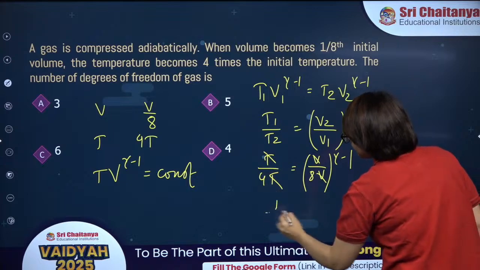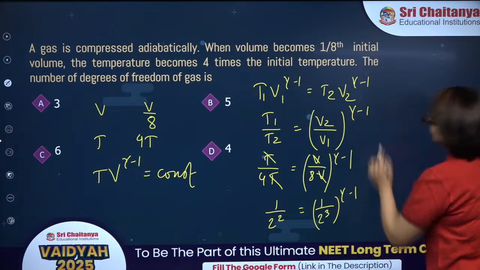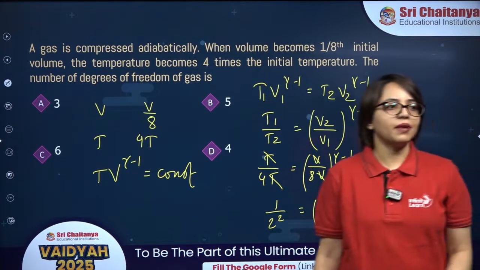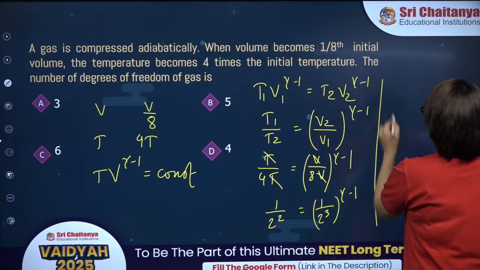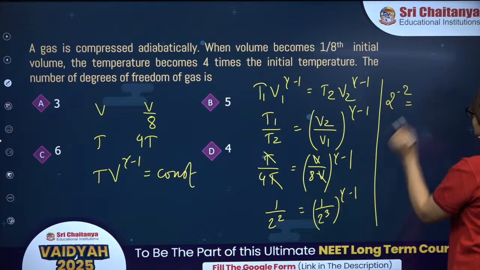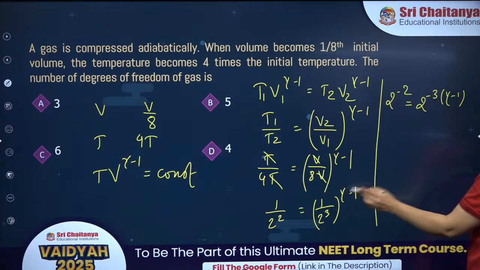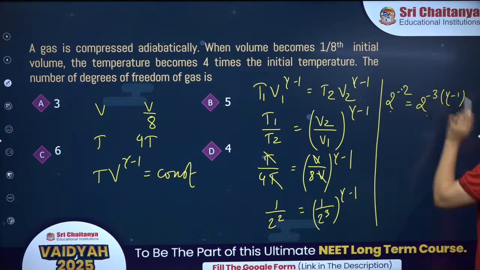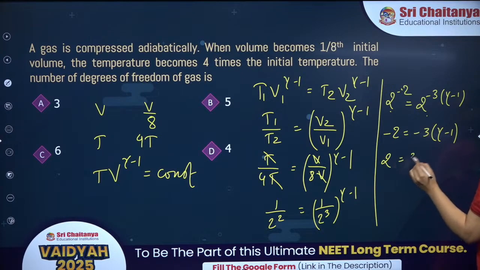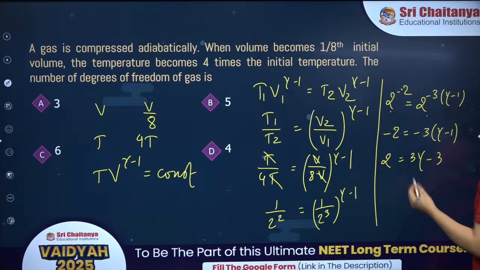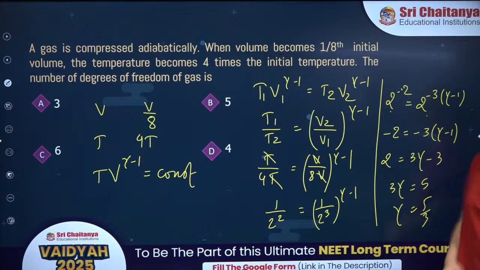So 1 by 4 is 1 upon 2 square and 1 by 8 is 1 upon 2 cube, power gamma minus 1. Now you just have to compare powers because the base is the same, right? So over here it is 2 to the power minus 2 and here 2 to the power minus 3 times gamma minus 1. Base is the same, that means the power must be the same. So minus 2 should be minus 3 times gamma minus 1. So 2 should be 3 gamma minus 3. So 3 gamma is equal to 5. So gamma is 5 by 3.